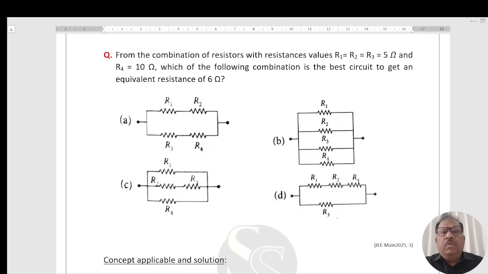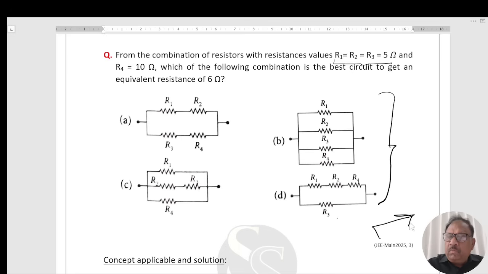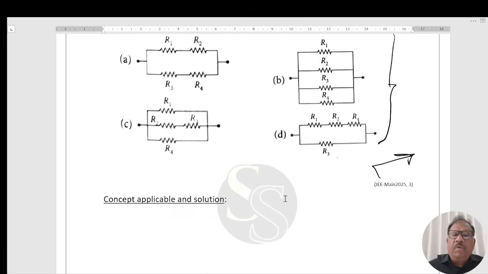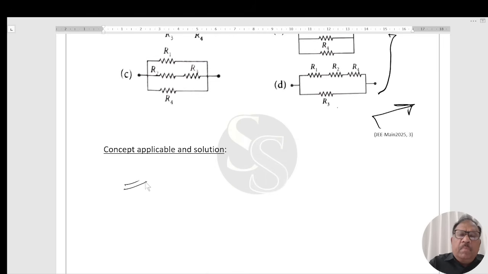Question is, from the combination of resistors with resistance R1, R2, R3, each of 5 ohm, and R4 equal to 10 ohm, which of the following combinations is the best circuit to get an equivalent resistance of 6 ohm? Four options are given to you. One of the options is correct. Question is taken from JEE Main 2025. Concept applicable in series.